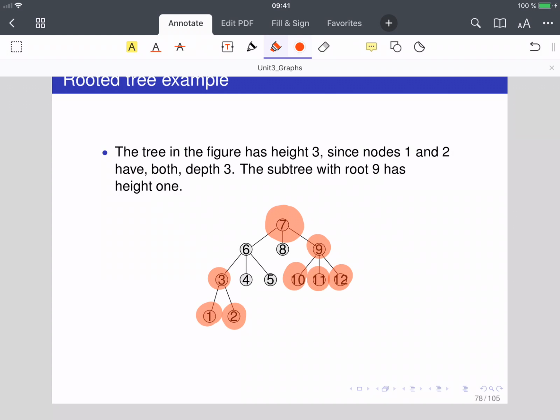3 is sibling with 4 and 5. For instance, we have a subtree with root 6, which is 6 and all its descendants. Okay, and I think that's all the kind of definitions that we have studied today.